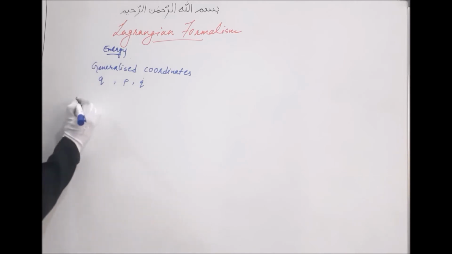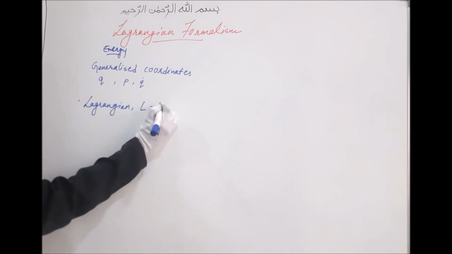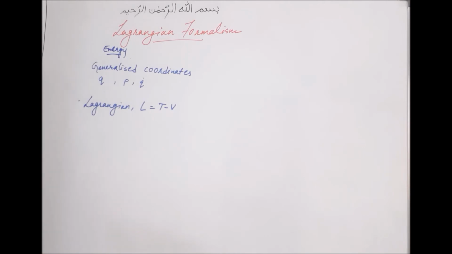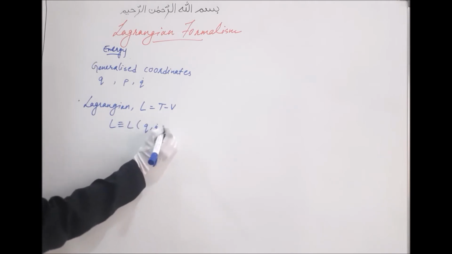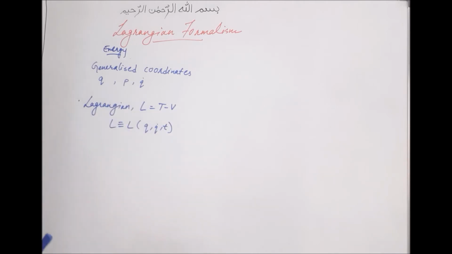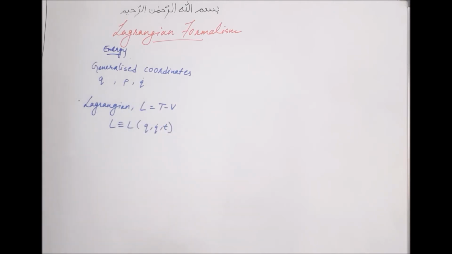Now the Lagrangian is given by L is equal to T minus V, where T is the kinetic energy and V is the potential energy. This L is actually a function of q, q dot and t, that is the generalized coordinate, the generalized velocity and the time. Thus, if this Lagrangian is given, or if we can find the Lagrangian from the kinetic energy and the potential energy, then the problem can be solved using the Lagrange equation.